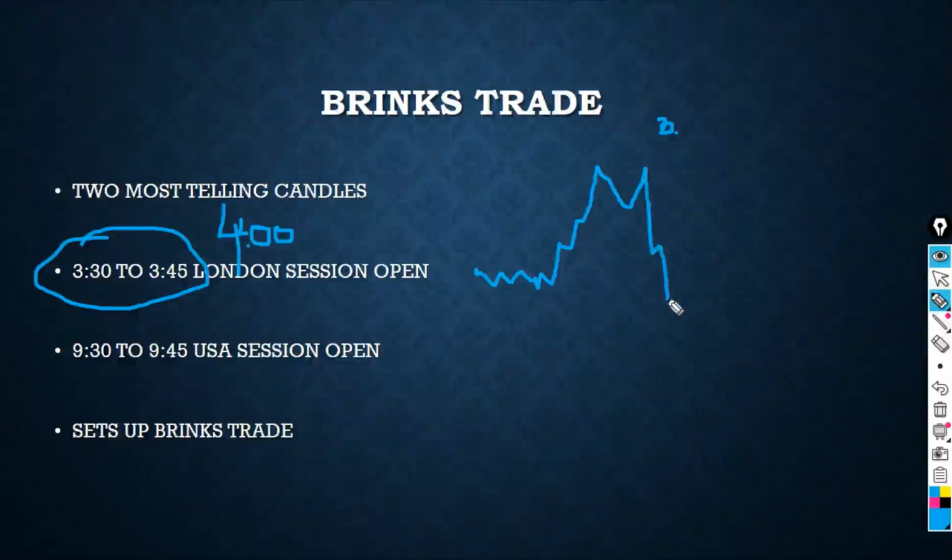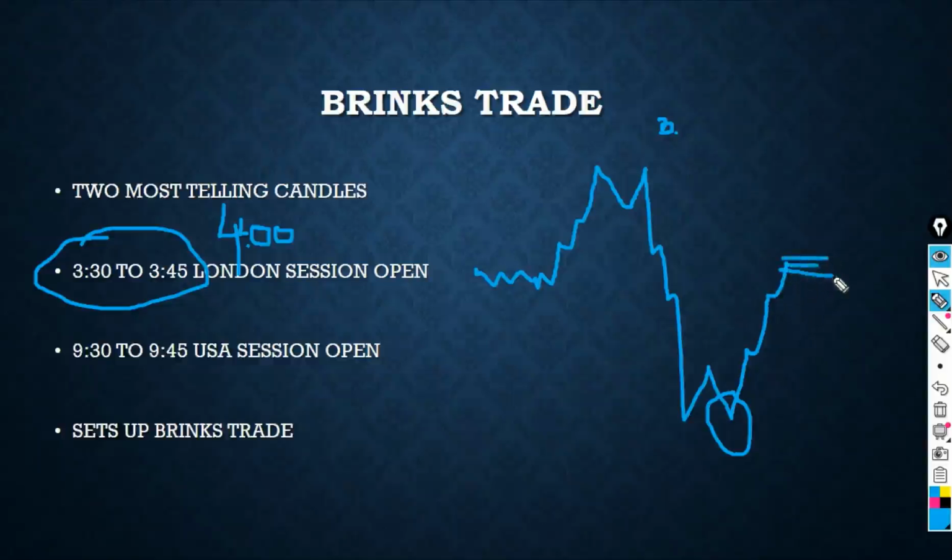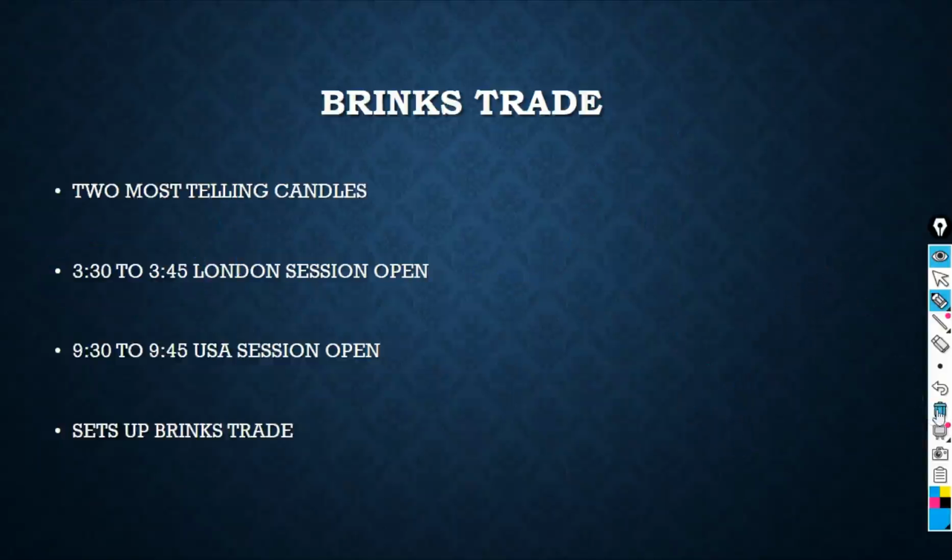Price will drop 1, 2, 3, pull back, and come back towards the US session, 9:30 to 10 o'clock, sometimes 10:15. 10:30 is too late. Price will set the second leg on the US session opening, which is 9:30, and goes back into the range. So whenever you see a second leg of an M or W formation being formed in line with the session opening, know that a Brinks trade is setting up.